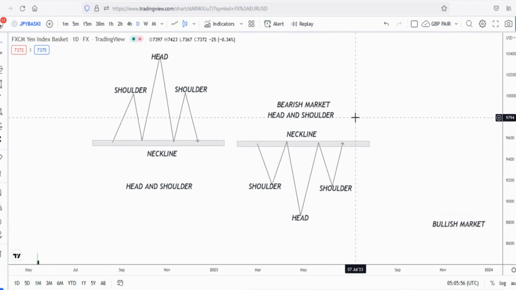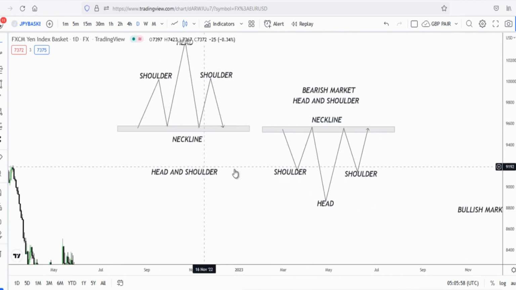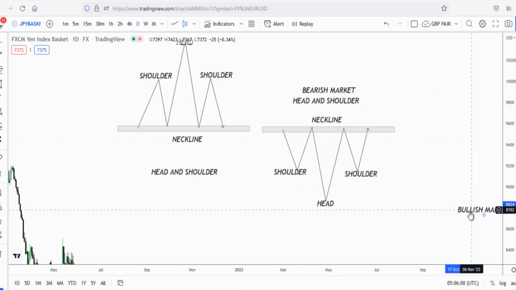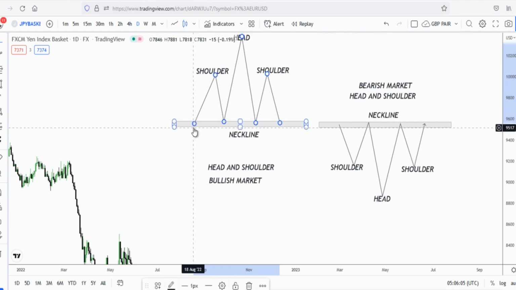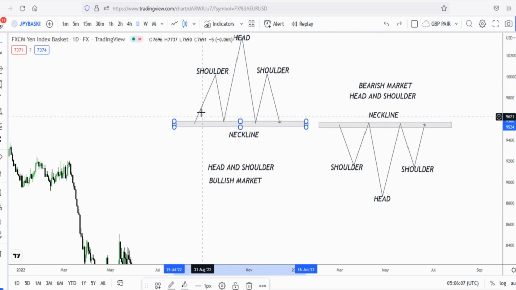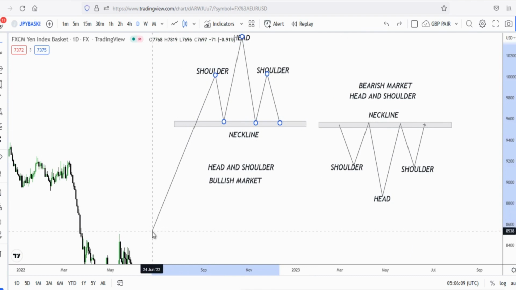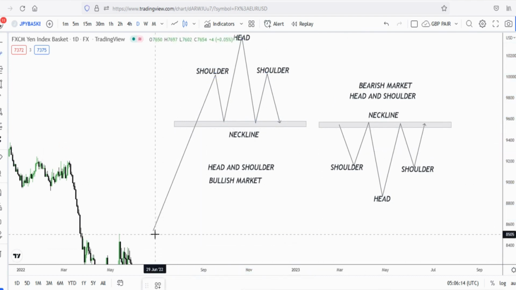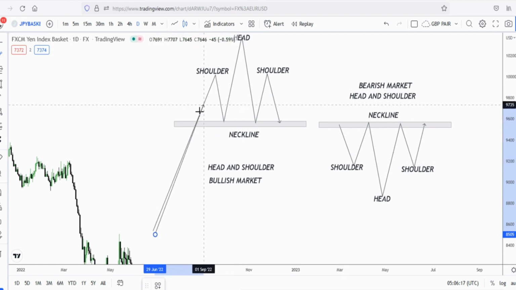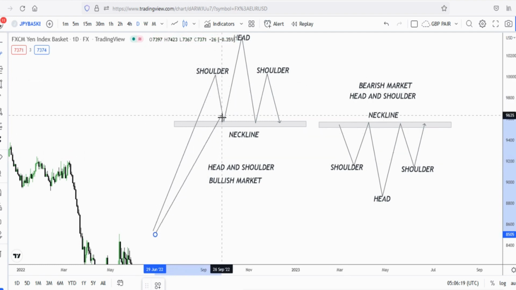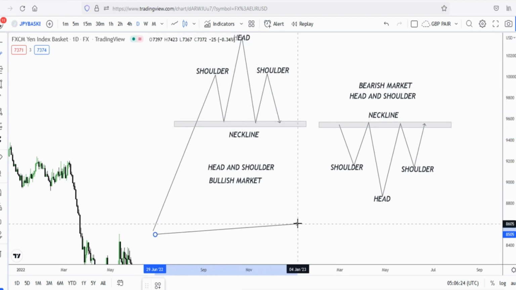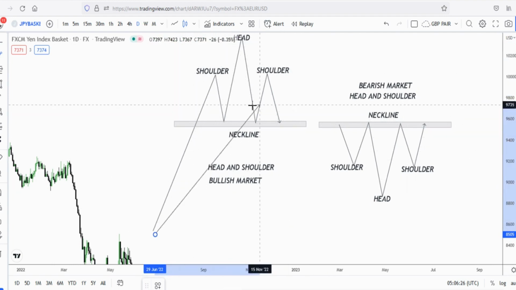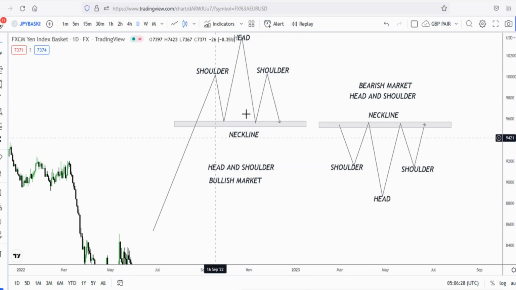Now, what do I mean by this? This is for a bullish market. Let me explain, guys. The market is coming from the bottom to the top, heading upwards, and then it gets here, goes up, goes up again, and then it reverses. So this is for a bullish market, because it gives us a reversal in a bullish market.